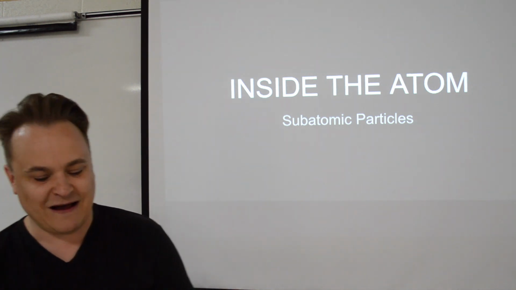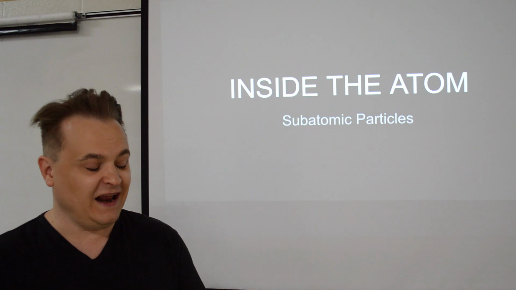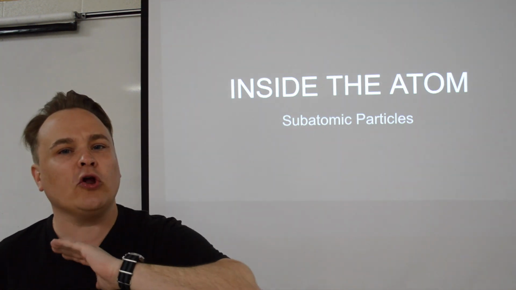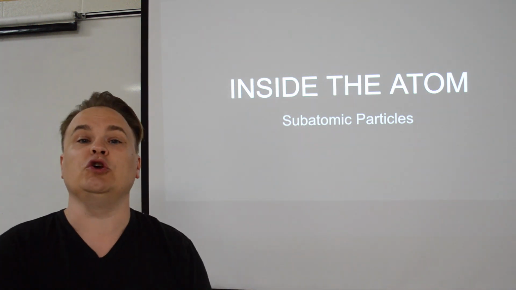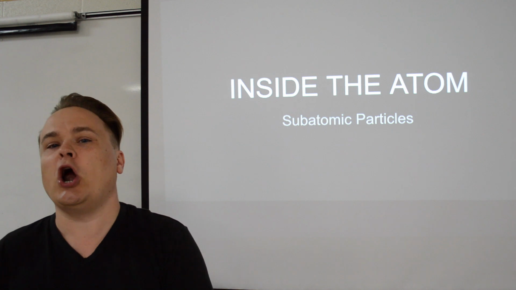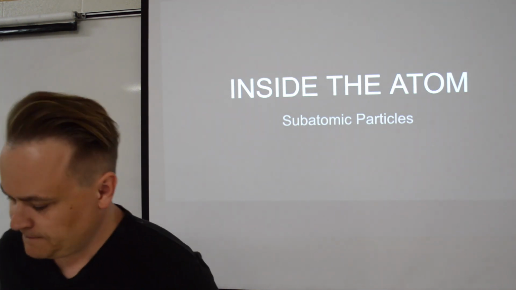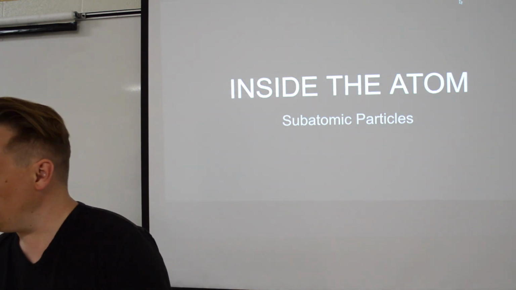So we're going to talk now about what's inside an atom. Now you know that in an atom there are protons, neutrons, and electrons. And we are going to learn everything we need to know about protons, neutrons, and electrons in this whole unit. Today is just a starting point. We're just getting used to it. All right, so inside the atom, the subatomic particles.